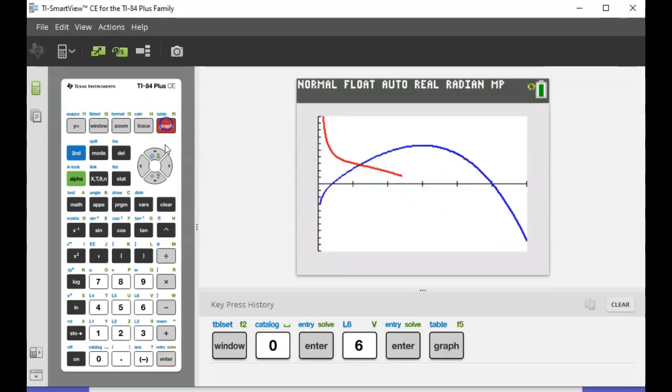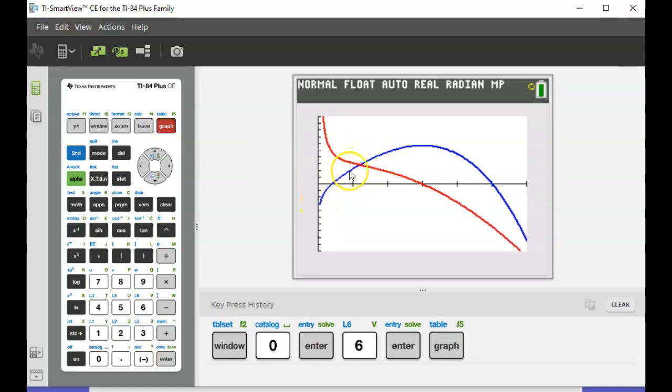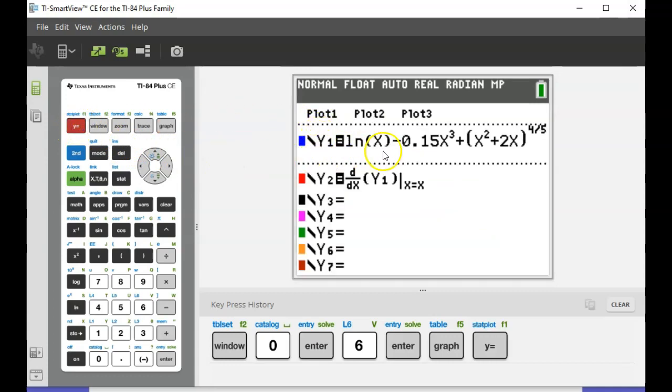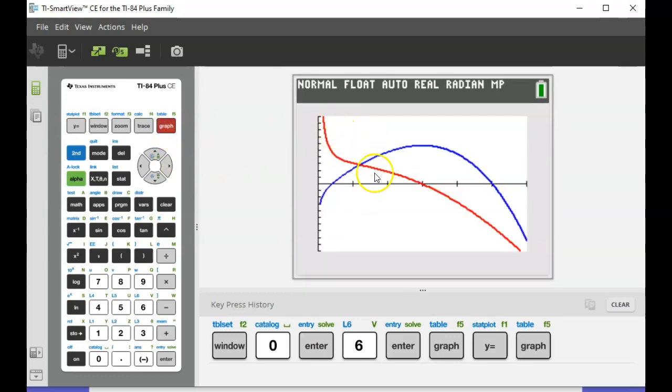Let's take a look. You'll notice here we have two functions, the blue function and the red function. So let's remind ourselves about what's going on here. The blue one is our velocity. The red was the derivative of that. That's acceleration. So we don't really care about the red function, but if we look at the blue one, I do in fact have two x-intercepts. And so these are the points where velocity is equal to 0.